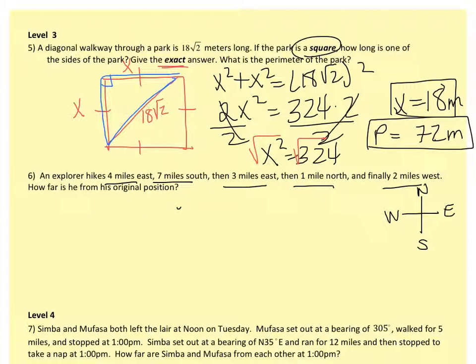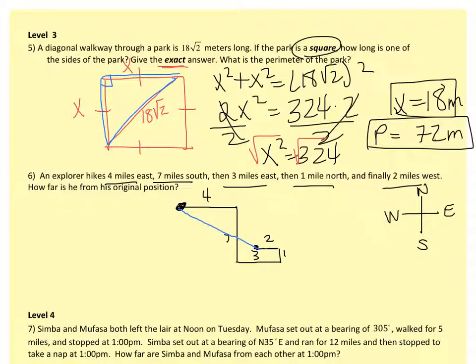So we're going to start here, and he's going to head 4 miles east and then 7 miles south. And just kind of guide it, guess it, estimate it. Then 3 miles east, 1 mile north, and then finally 2 miles west. So kind of about there. So it says how far is he from his original position. So from his start point to his end point, we want to know how far he is.